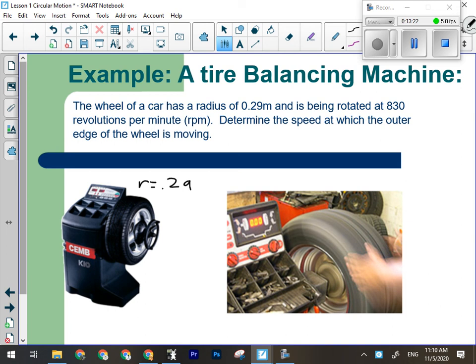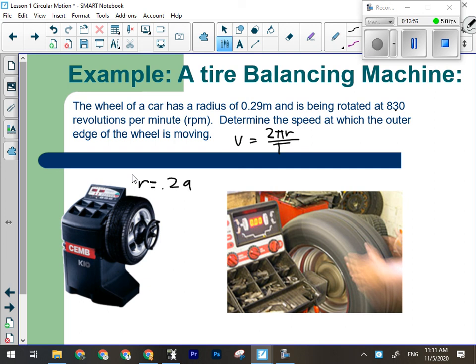The formula I'm trying to use contains period, which is the amount of time it takes to go around the circle once. I know this thing goes around the circle 830 times in 1 minute. So can I figure out how long it takes to go around once? What we call this is frequency. Period is the time for one rotation. Frequency is the number of rotations per time interval. They're the inverse of each other.